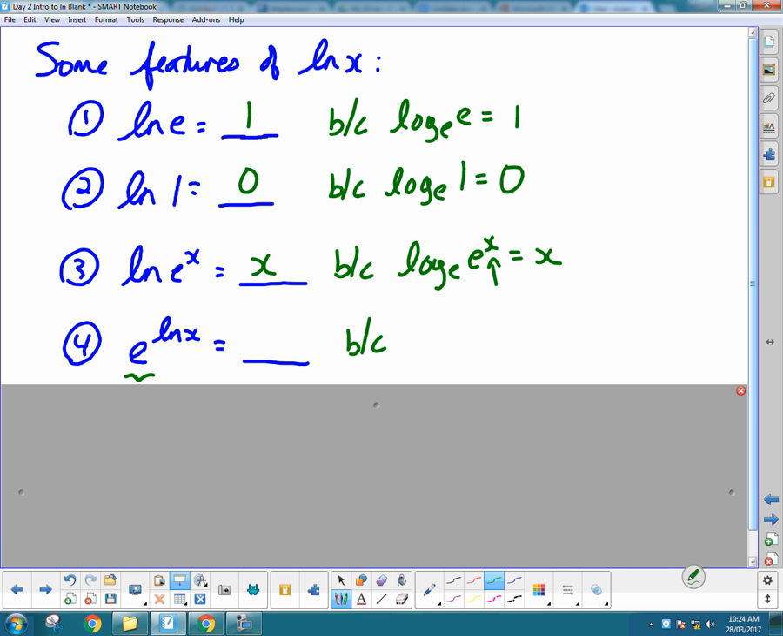This is an exponential function. Change it to a logarithm. So it's log base e of something equals log base e of x. So obviously that value is x. It's right there. What exponent do you put on e to get x? Well, whatever that exponent is, if you put it on e, you're going to get x.